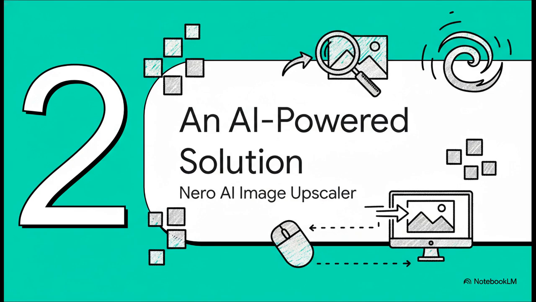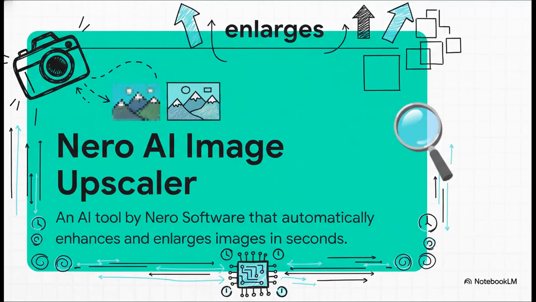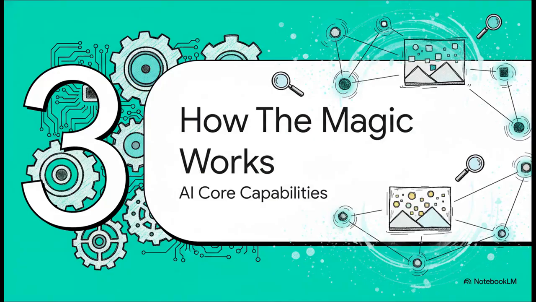Well, this is where the Nero AI Image Upscaler steps in, promising a pretty powerful AI-driven solution to all these common issues. So, what is this thing exactly? Put simply, it's a tool made by Nero software that uses artificial intelligence to automatically make your pictures better. It enhances them, it makes them bigger, and it brings back detail and clarity you thought were lost. And it does it all super fast. Okay, so let's get into the fun part. How does it actually pull this off? What's the AI doing behind the scenes that feels like, well, like magic?